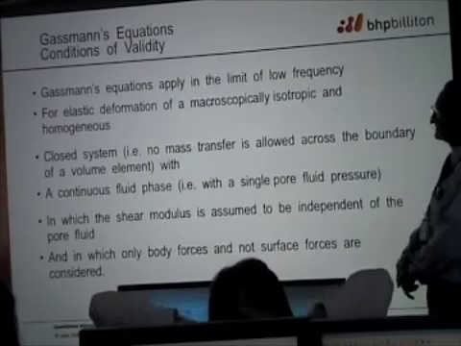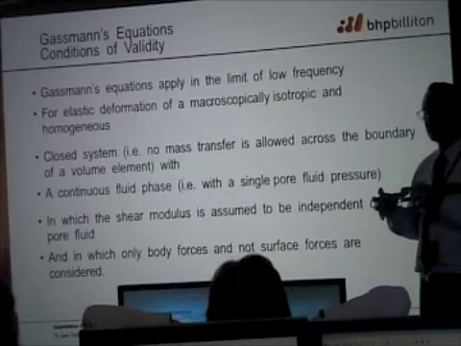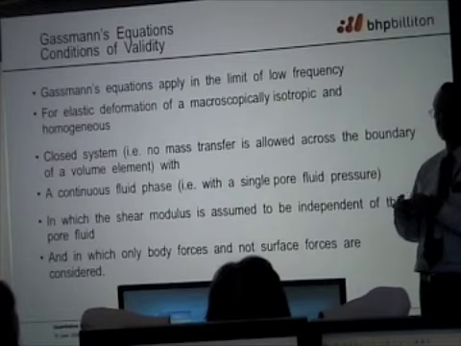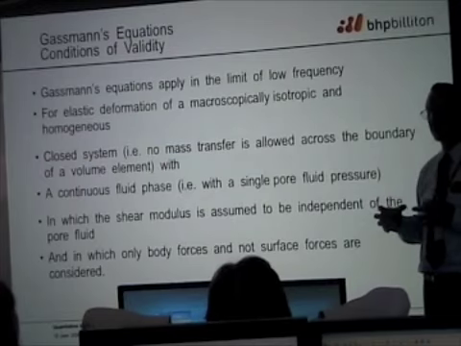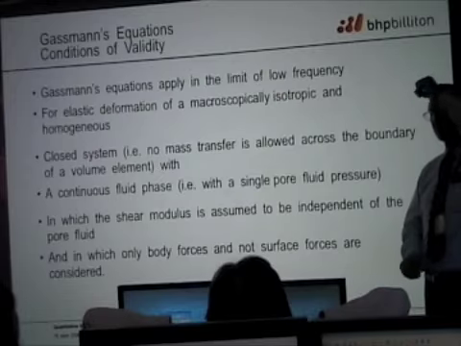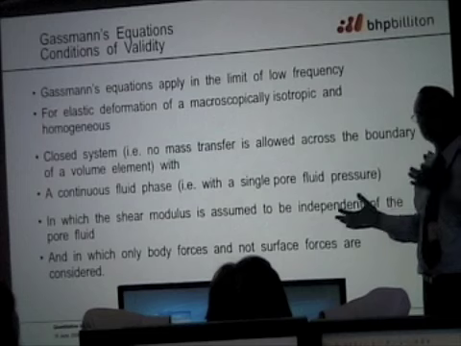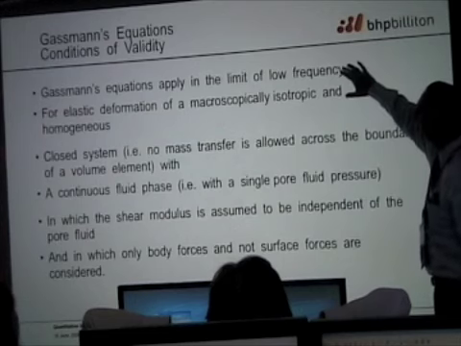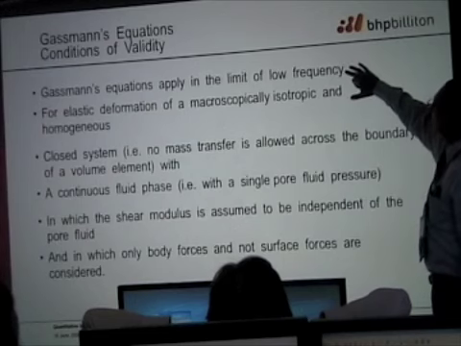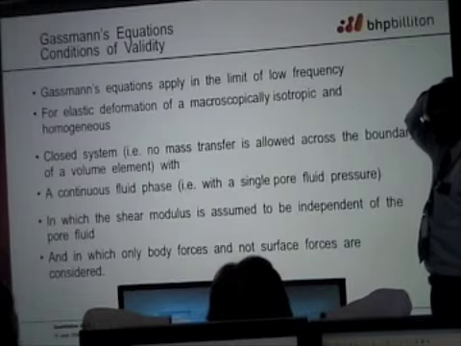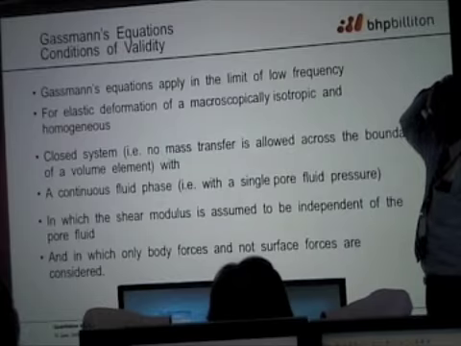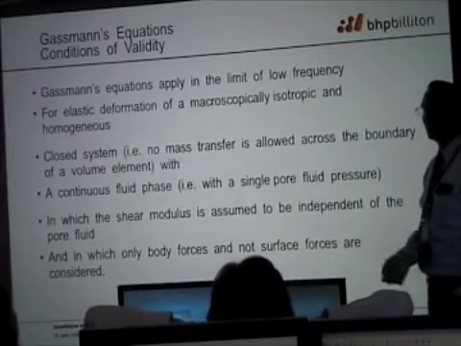They apply, first of all, I said it was a static analysis. One can derive Gassmann's equation by a static analysis. That means the low frequency limit. I put the stress on the rock, ask how it's deformed. That's the ultimate DC. Okay? Well, what does low frequency mean? Low frequency with respect to what?